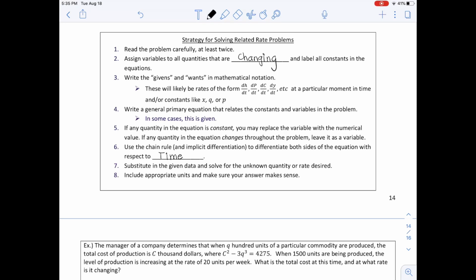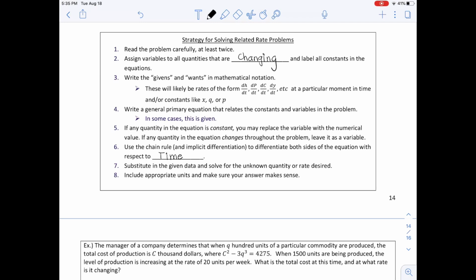Step 4 says write a general primary equation that relates the constraints and the variables in the problem. In some cases this is given, and other times you might have to use some geometry or different kinds of functions that you have to interpret. Step 5 says if any quantity in the equation is a constant, you may replace the variable with a numerical value. If any quantity in the equation changes throughout the problem, leave it as a variable.